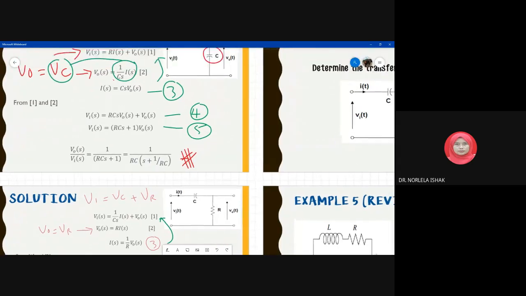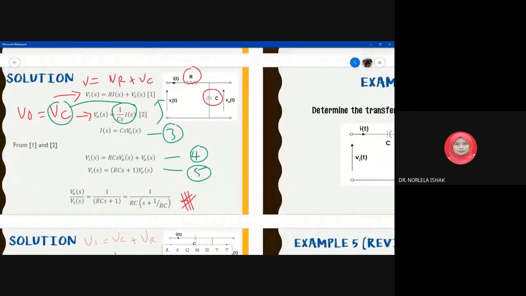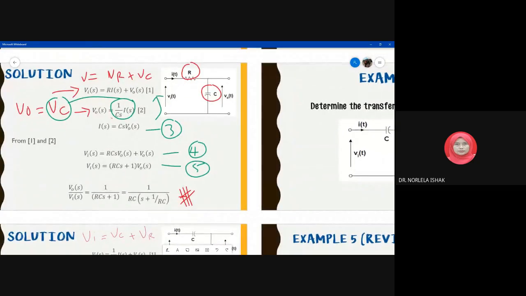Which one is quite simple? Using the differential equation to analyze the circuit, or using the impedance? Which one is much easier for you guys, the first method or the second method?